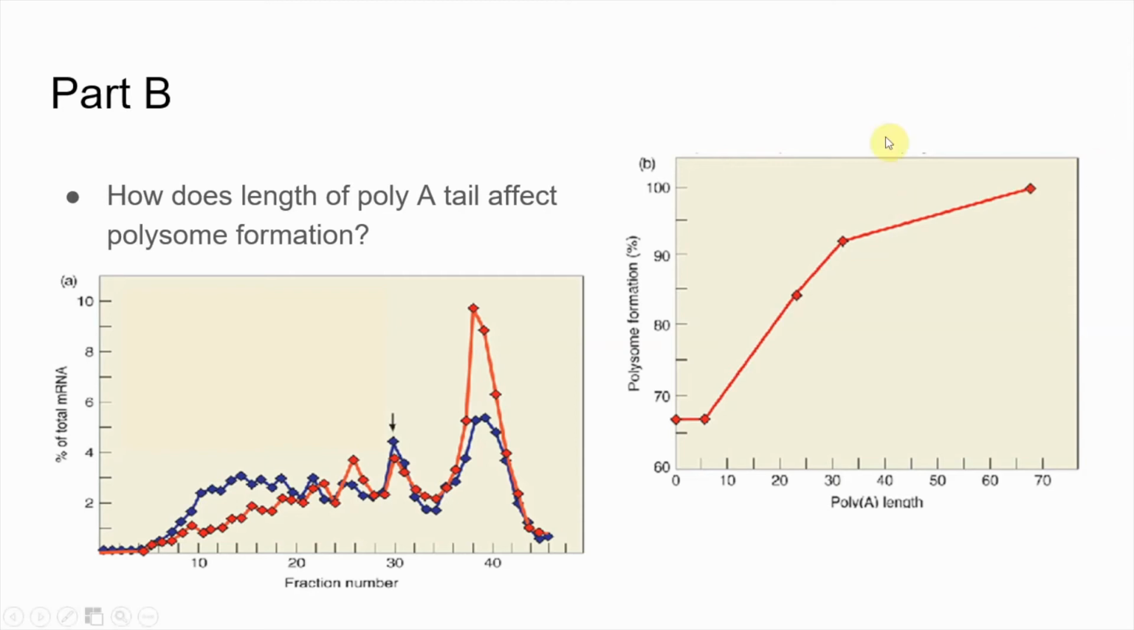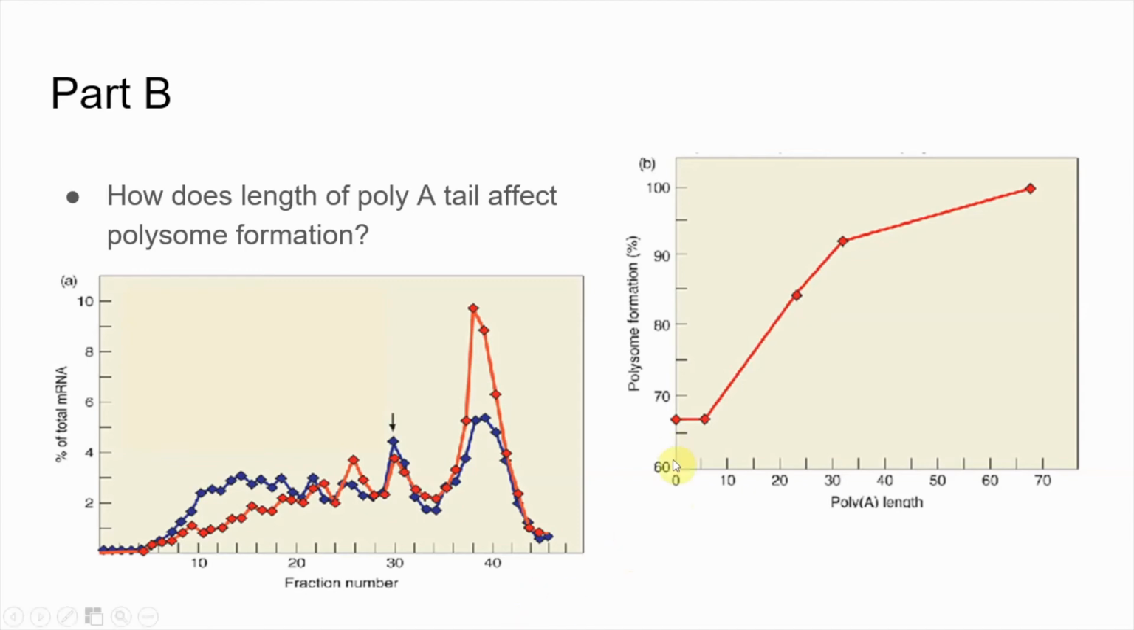So, however much polysome was present here, they set that to be 100%. So this one here, 68 nucleotides, is set to 100%. The rest are all percentages based off of that. So this figure shows that a poly-A tail was not needed for translation.